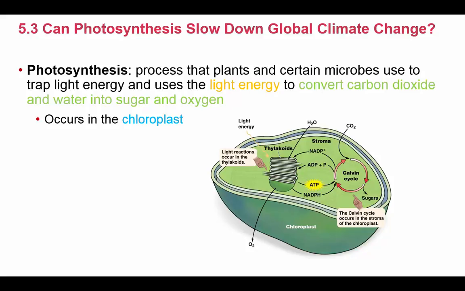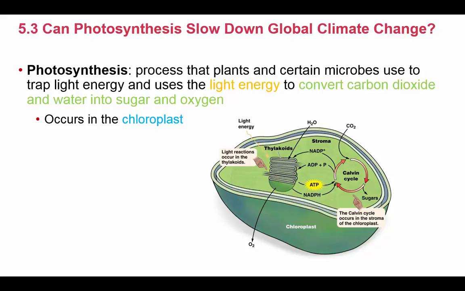So we looked at in Part A a little bit about the greenhouse effect, and we talked about the fact that excess carbon dioxide is, we believe, leading to an increase in climate change. And so the question is, well, if we have too much carbon dioxide in the atmosphere, could photosynthesis, where they actually take carbon dioxide and convert it, could this actually slow down climate change? And so in order to answer that question, let's look at this actual process of photosynthesis.